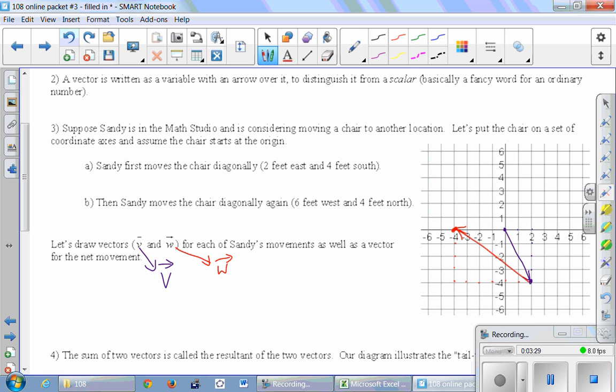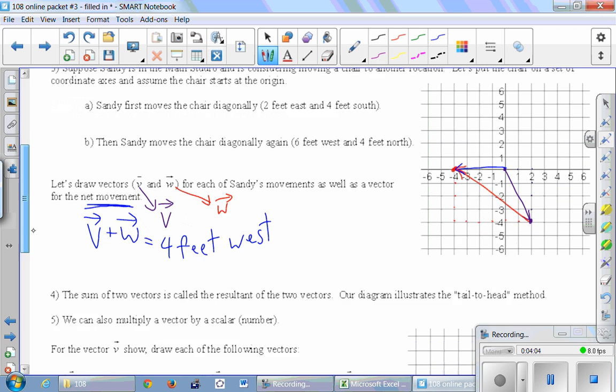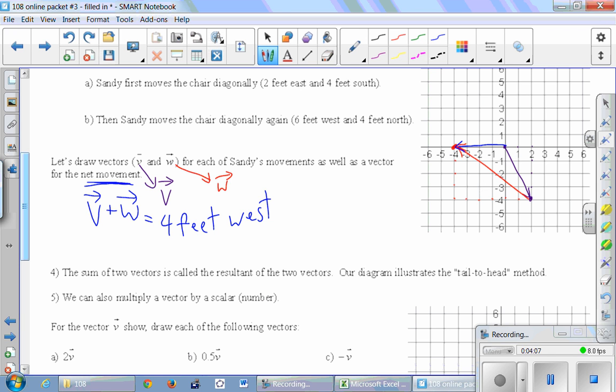And then we want another vector for the net movement. In other words, what could Sandy have done if she wanted to be more efficient? Because she kind of did some extra moving around here. If she wanted to start here and end up over there, probably would have been better off just doing a straight shot to the left. So the net movement in our case is the sum of V and W, which apparently is just 4 places to the left. So in this case, I could say it's just 4 feet west and nothing north or south. All right, so those are 3 vectors in the picture.